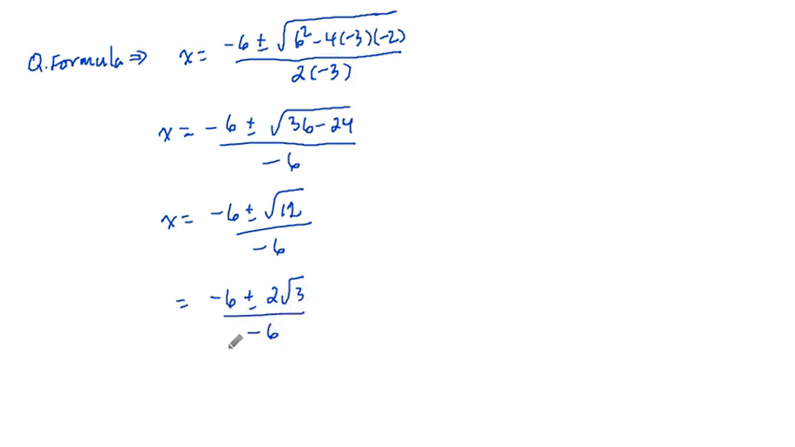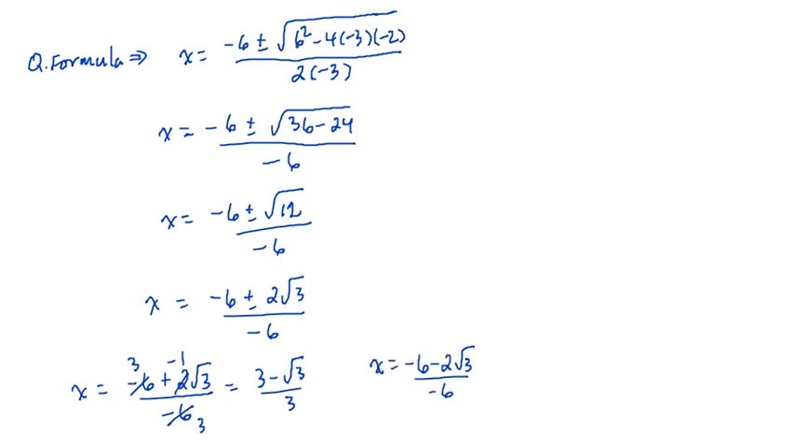To simplify that, let's break it up as two cases. A little easier to see it that way. Negative 6 plus 2 root 3 over negative 6. That will give us, when we divide negative 2 into both the top and the bottom, we'll get 3 here, positive 3 here, and negative 1 right there. So we really have 3 minus root 3 over 3. That's the exact value. We'll need to get an approximate value in a moment too.